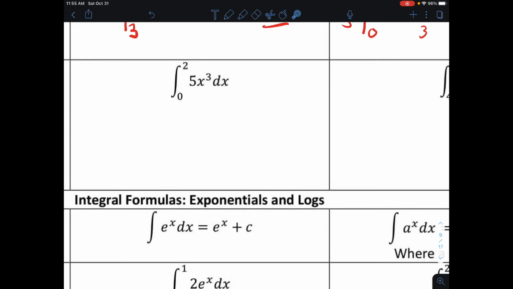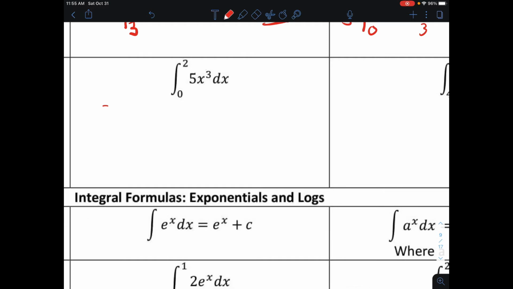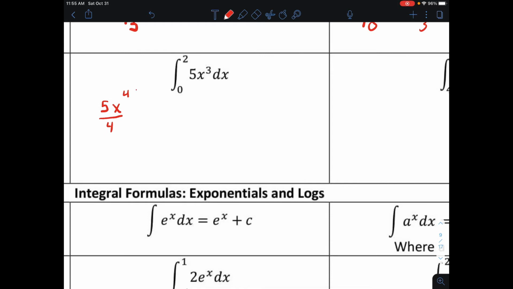Well, this one we're going to apply the power rule, because I have 5 times x to the third power. So the power rule says I'm going to keep my coefficient here, and I'm going to take x, increase this exponent by 1, and divide by the new exponent power. So it becomes 5x to the fourth power divided by 4.